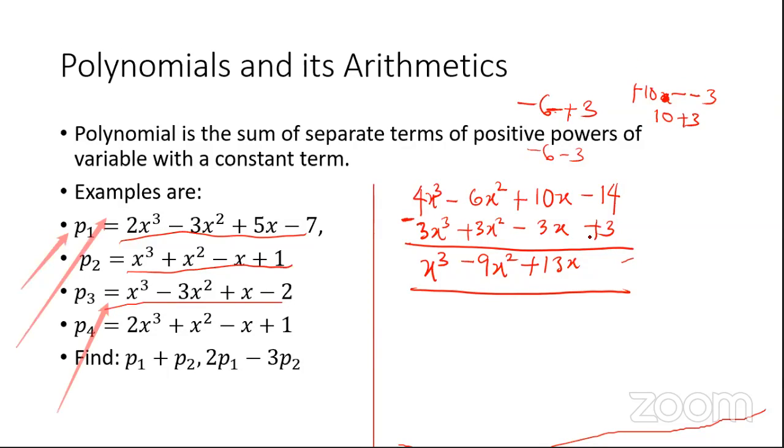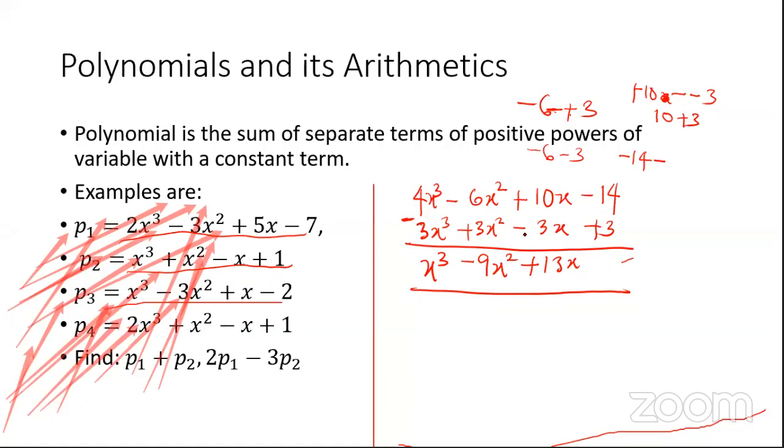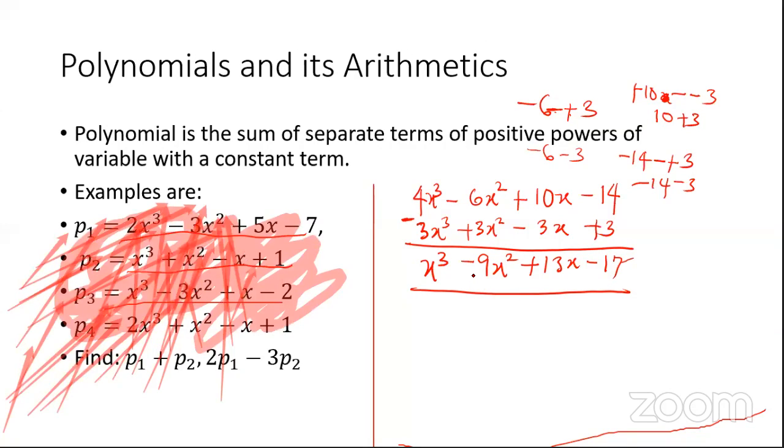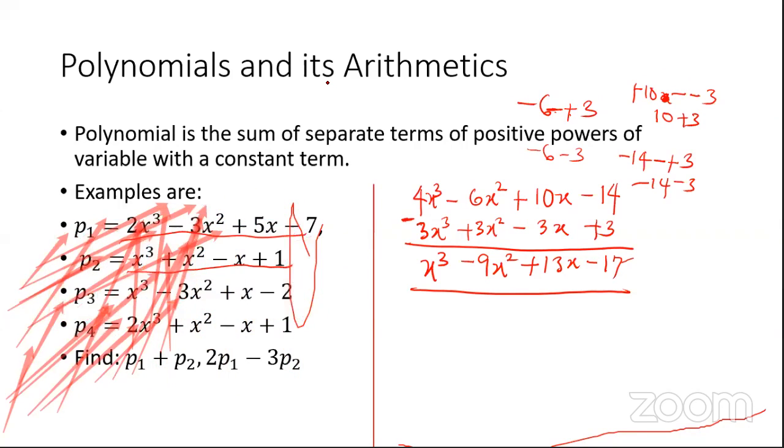Then minus 14 minus plus 3. So that will be what? Minus 14 minus 3. And that will give us minus 17. So minus 17. So that's the answer to that particular question. So I want to believe you understand what we have done so far. Please, you can always call my attention if there's something that you don't actually understand there.